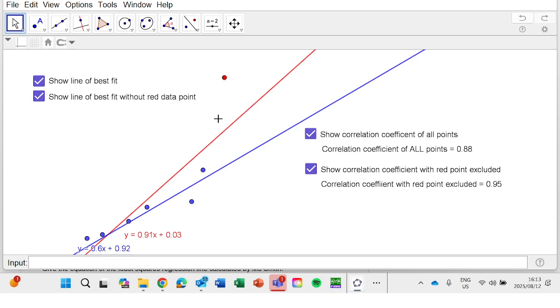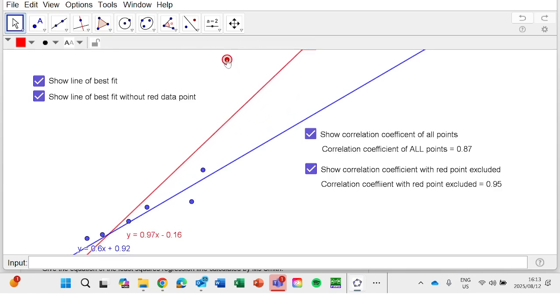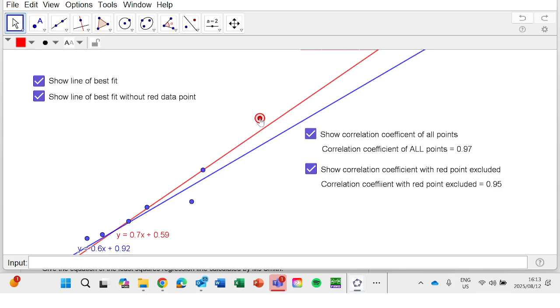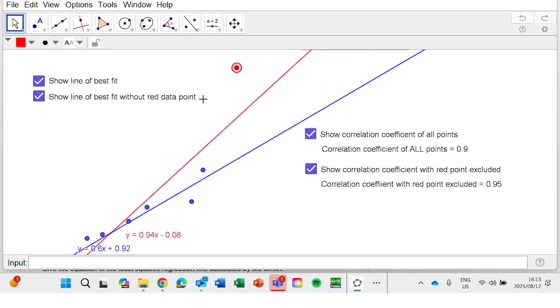And remember, the red line is the one including the red dot. Notice if I move that red dot, it goes higher and higher. If I move this red dot closer onto the line, then it becomes less and less of an outlier. All right, that's a really important idea.